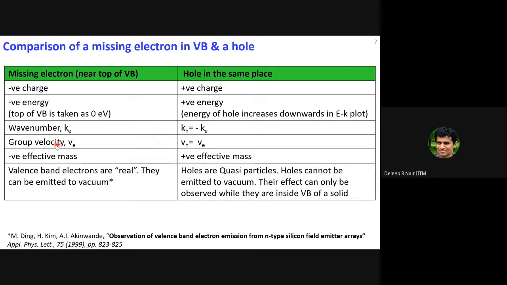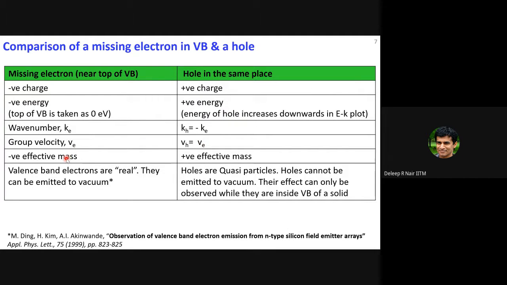The group velocity, we saw, is defined as 1 over h-cut times dE by dk. Suppose the group velocity of the missing electron was Ve. The group velocity of the hole at the same location is the same as that of the missing electron. That is because when you take the derivative, the numerator and the denominator both flip sign. The energy is different, and the k vector also has a sign change. So that is why the group velocity sign remains the same.